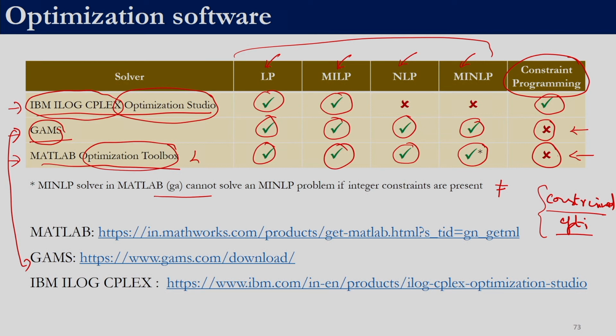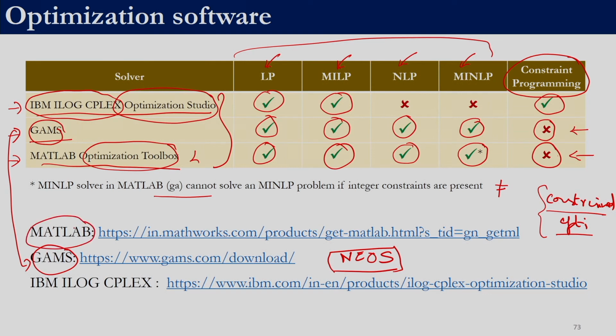GAMS is essentially a modeling language, and it can be used along with the Neos solver. We can model the problem using GAMS, upload the code into the Neos solver, and get the solution. The Neos solver comes without any type of charges. So, in that sense all these 3 software are available to you.